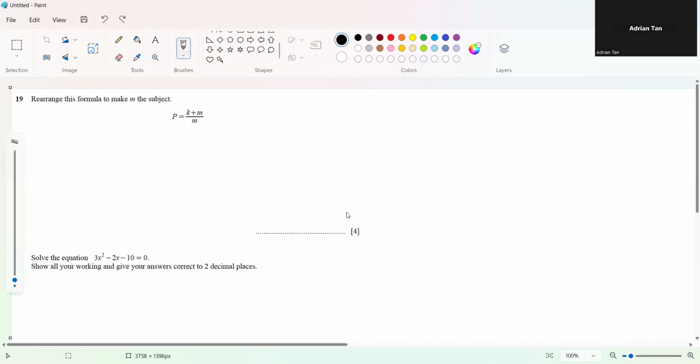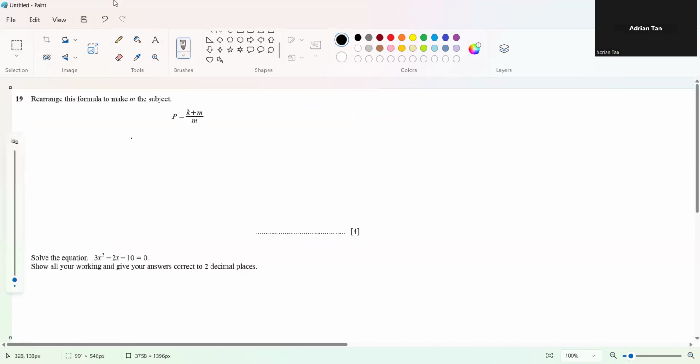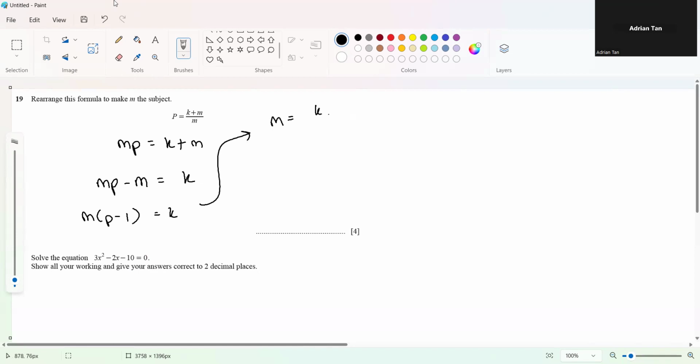So what I'm going to do first is multiply everything by M. So both sides multiplied by M will be MP equals K plus M. And I'm going to move all the M's to one side. So MP minus M equals K. Factorize out the M. And then finally, divide the whole thing by P minus 1. So M equals K over P minus 1. So that's 4 marks done.